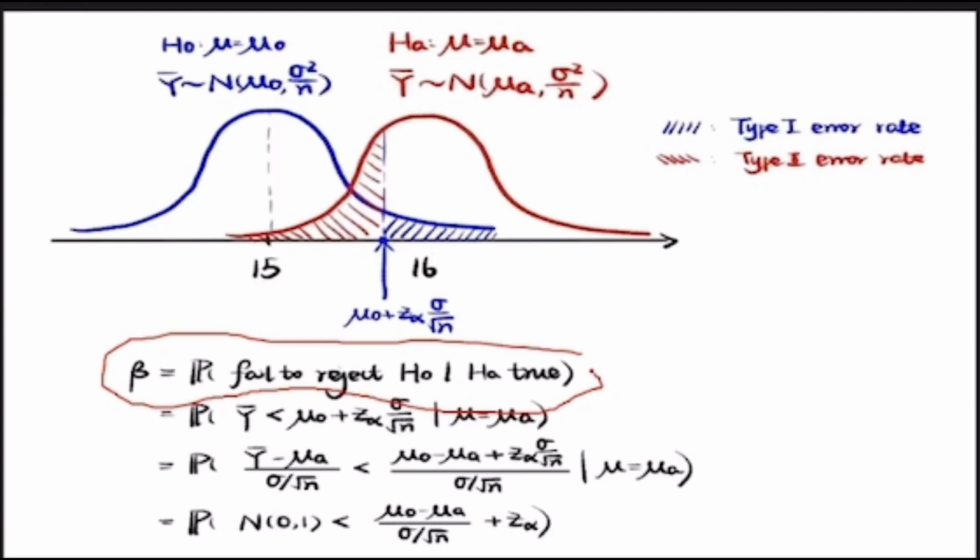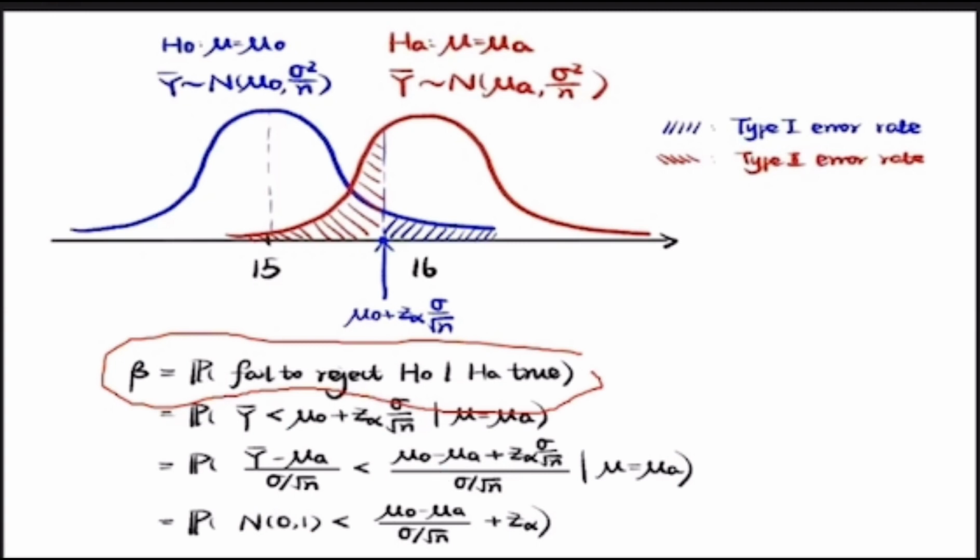Now, what is the beta? What is type 2 error? It is the probability of failing to reject H naught, given that the alternative is true. Does that make sense? You fail to reject H naught, given that, which means you are accepting H naught. Let me tell you, in statistical analysis, we don't say accepting H naught. We normally say we fail to reject. Does that make sense? We don't say accept.